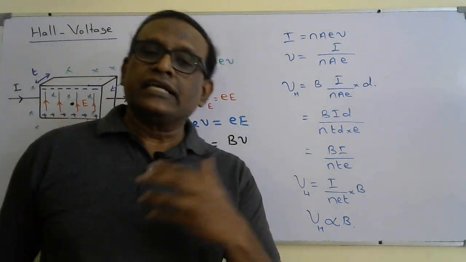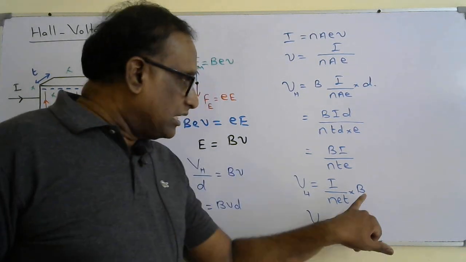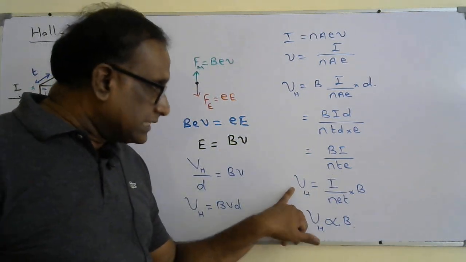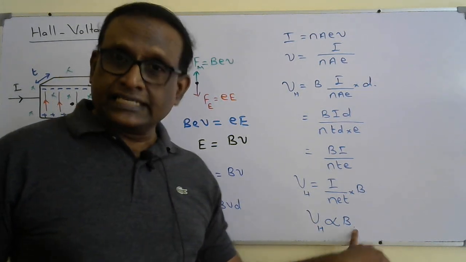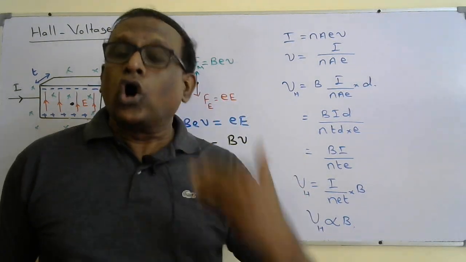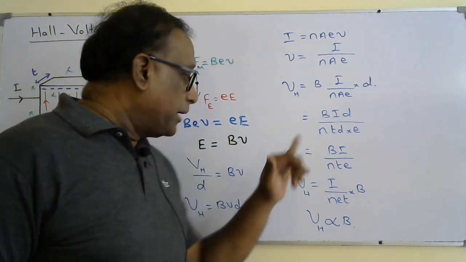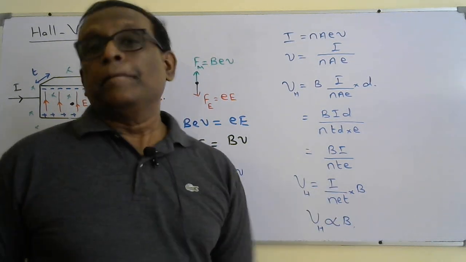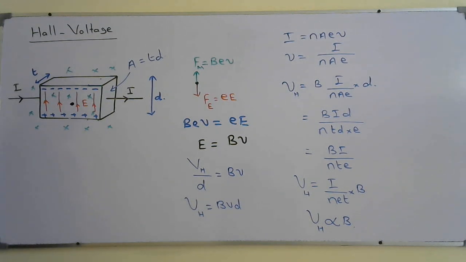Calibration means by using a known value, you scale a device. So if I calibrate it, by measuring the Hall voltage, we will be able to measure the magnetic field strength in a region by using a Hall probe. So a Hall probe actually measures the Hall voltage. By using the Hall voltage, we can measure the magnetic field strength. You had better know the derivation because they might ask this.